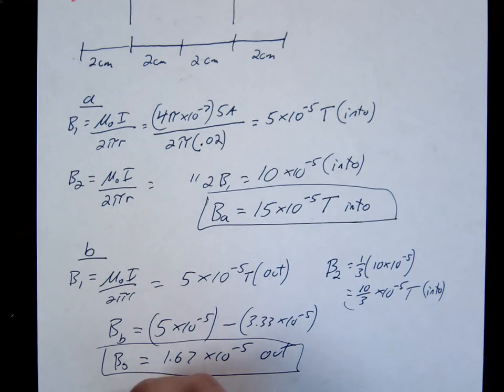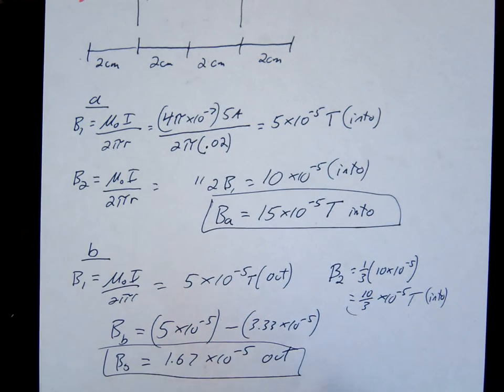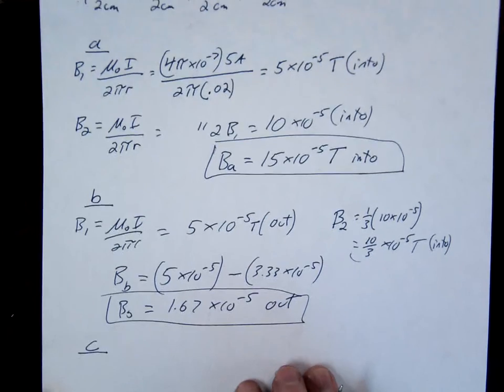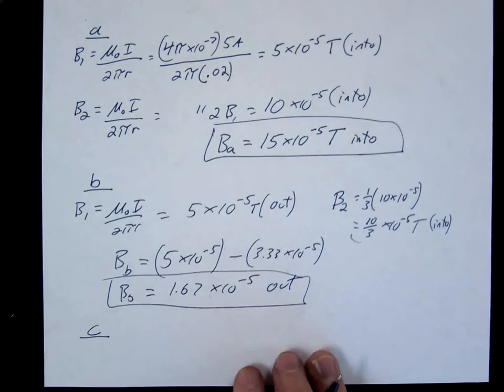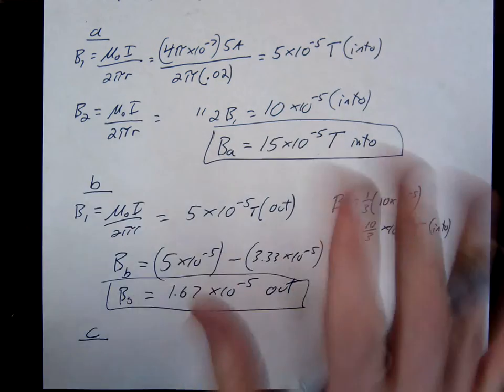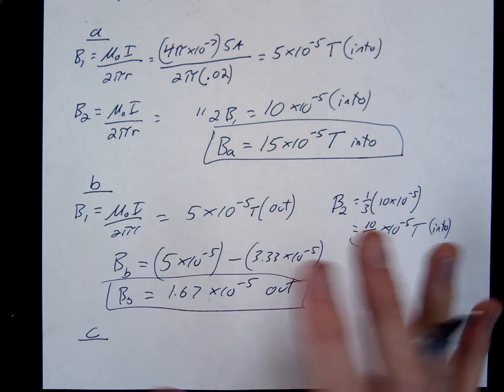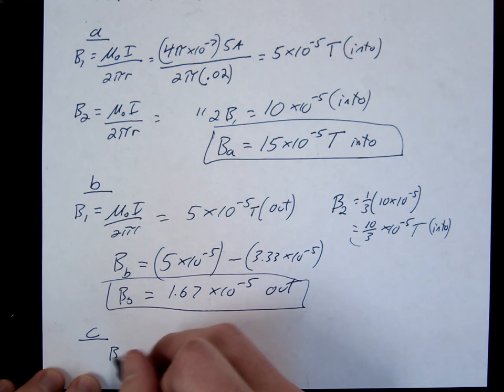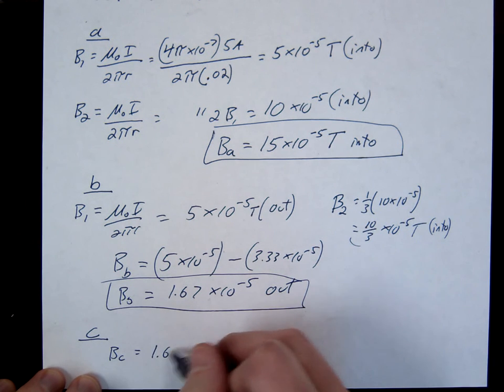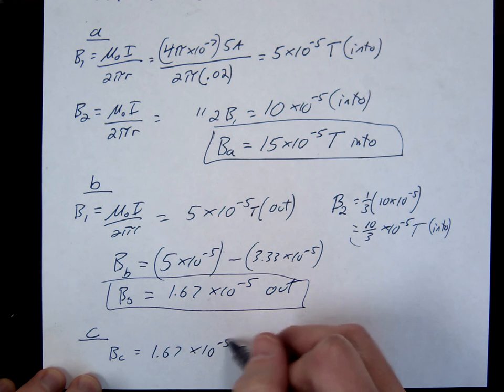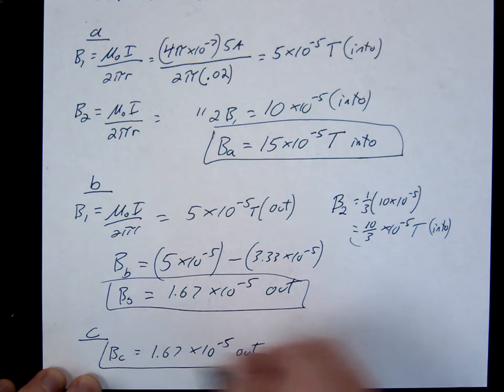Alright, so letter C, you're going to do likewise. I'm not going to do all the math on this, but what you should notice is since all the distances are the same, everything's going to turn out the same, and you're going to get for BC the same answer that we just got, and the same direction coming out.